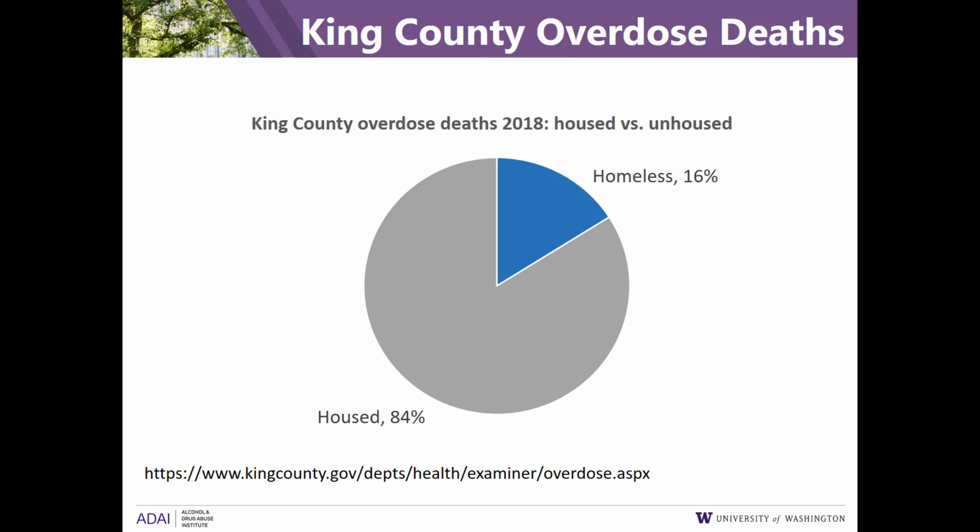The majority of people who died from overdose in King County in 2018 were housed. 16% were homeless. Homeless people are about 1% of the overall population of the county, so they still have a higher rate of overdose deaths than the rest of the population. However, it's important to note that overdose deaths are happening in people who are housed, and it's not just a problem for people living outside. And this data, all the King County data, is from the King County overdose dashboard, which you can find below.